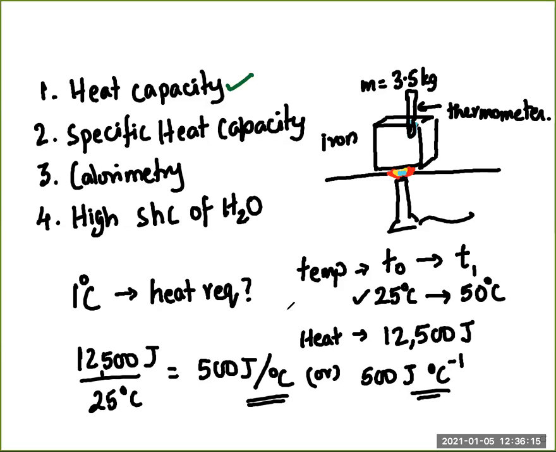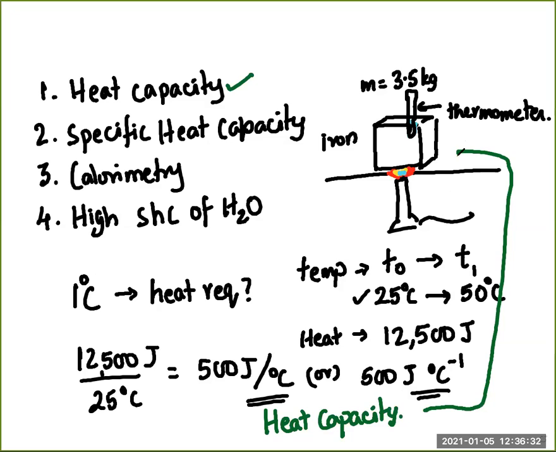Now this value that you have got over here is what is known as the heat capacity. Which is something specific to this particular iron block, because it happens to be 3.5 kilograms. Okay. If I had a block that weighed different, if I had a 2 kilogram block, or if I had a 5 kilogram block, then the amount of energy required to raise its temperature by 1 degree Celsius would be different.